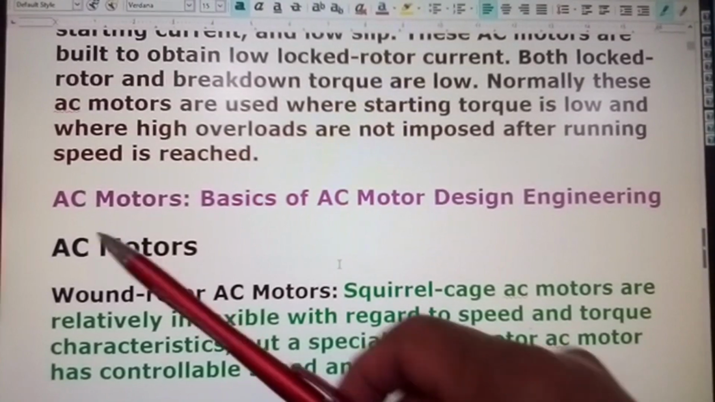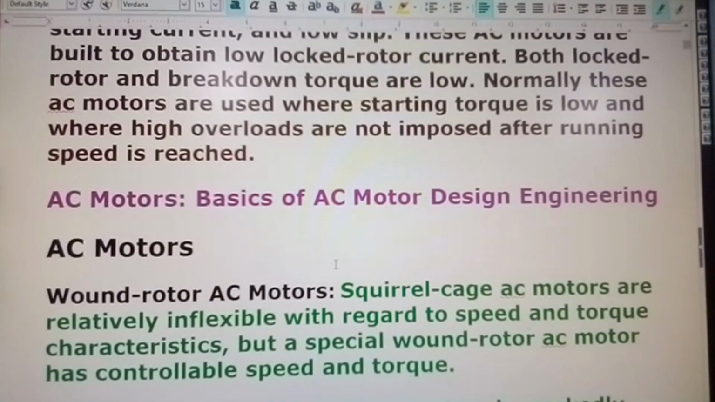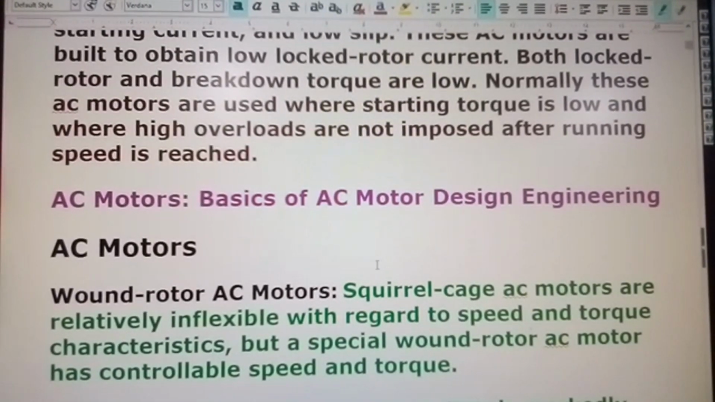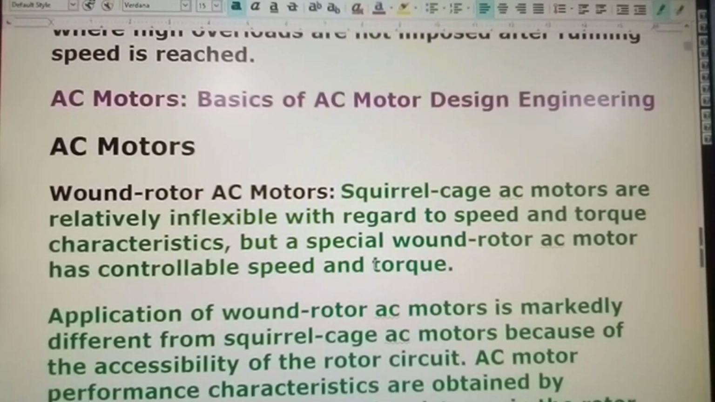Right, AC motors, basics of AC motor design engineering. What I want you to bear in mind again is to work with this in conjunction with the electrical machines I've given you in the electrical principles and AC motors videos already. So look at those videos as well and bring them into play.